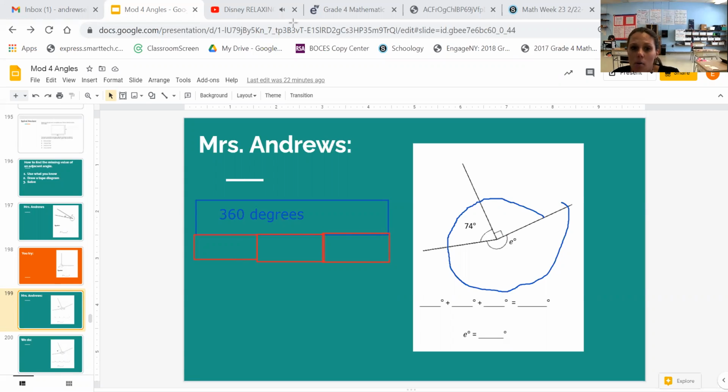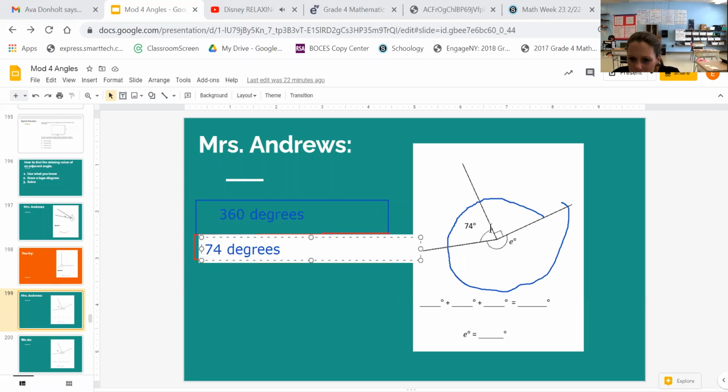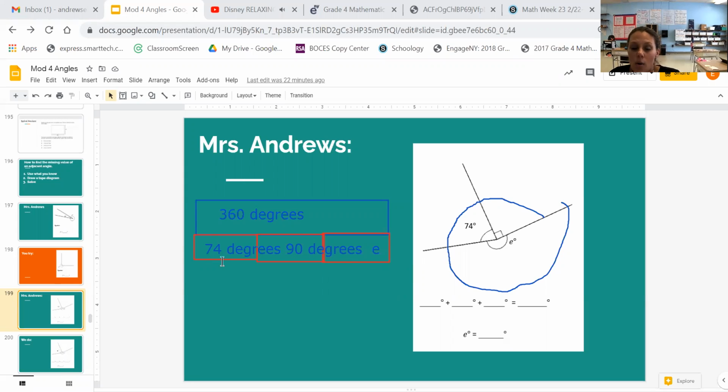Let's show what we know. We know one of those angles equals 74 degrees. We know another one is, if Ashton was here, he would tell me 90 degrees. And then last, we just know it's E degrees. We don't know what that value is. So just like we did yesterday, we're going to add these two parts together, 74 plus 90. Go ahead and do that for me. 74 plus 90.